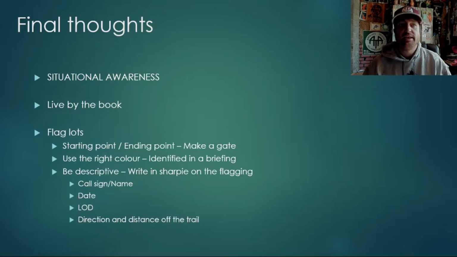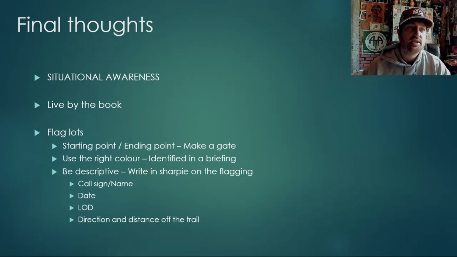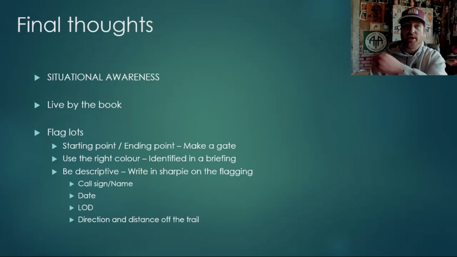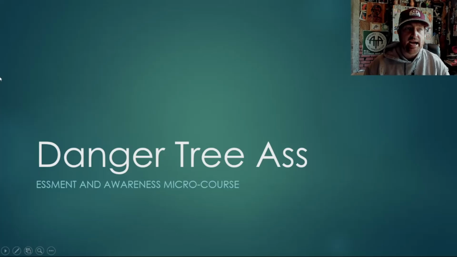Flag lots, flag the starting point, flag the ending point, make a big gate, and write on it. Be descriptive, write in Sharpie your call sign, your name, in the past, Tomahawk 1, Joe, the date, level of disturbance. Like, we're going to bulldoze a trail through here and have a whole hose lane and attack from here, so we better go level 2 or 3, we've got to be really thorough. And anything you can do to identify which direction your DTA'd area goes. So that's the Danger Tree Assessment micro course.